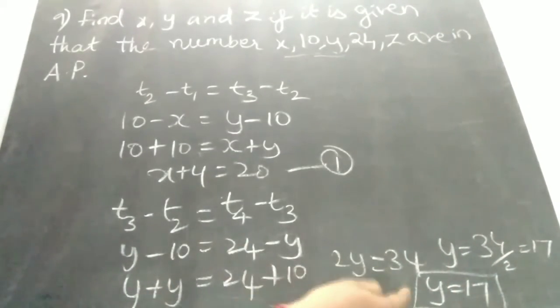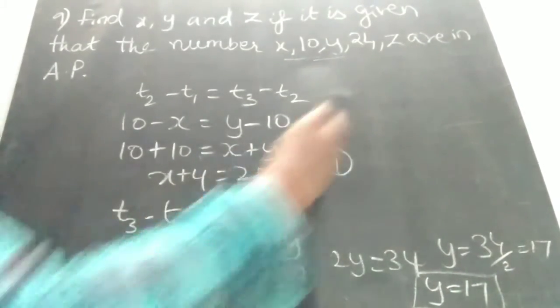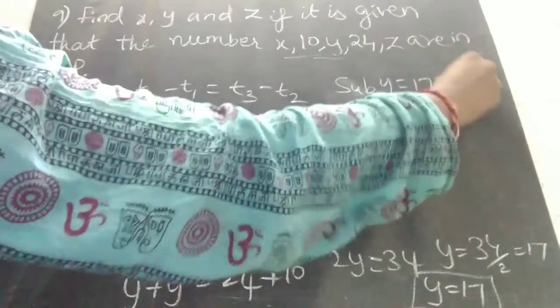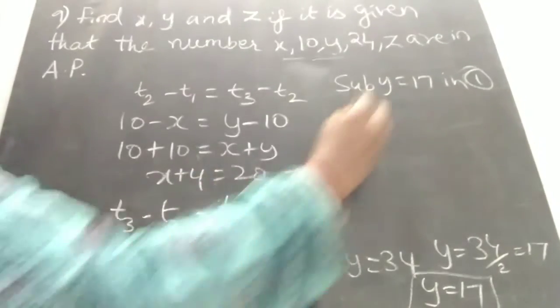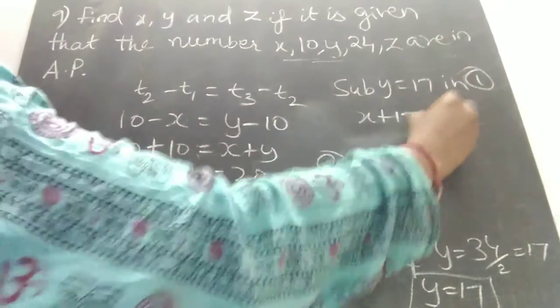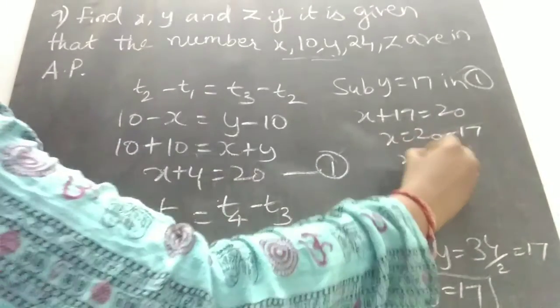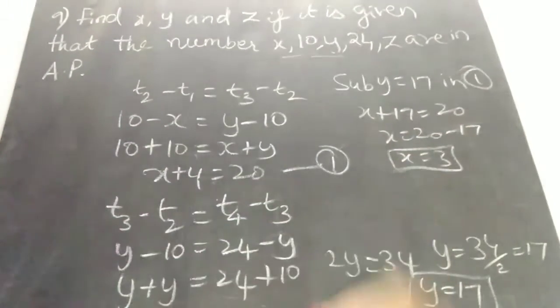Now we can substitute in this first equation and find what is x. So substitute y is equal to 17 in the first equation. That is your x. So x plus 17 is equal to 20, or x is 20 minus 17, which is 3. So you got now x also, y also.